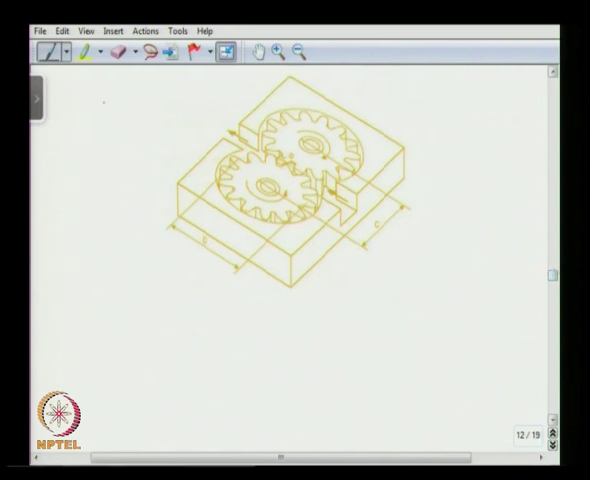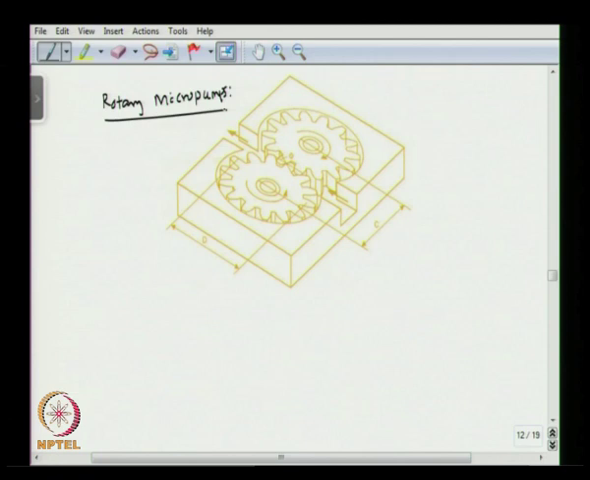So, we talk about rotary micropumps. Rotary micropumps have two gears which are driven in opposite directions to each other to drive very viscous fluids. Okay. So, rotary micropumps are used for driving viscous fluids, and because they handle viscous fluid, large torque is necessary. Okay.